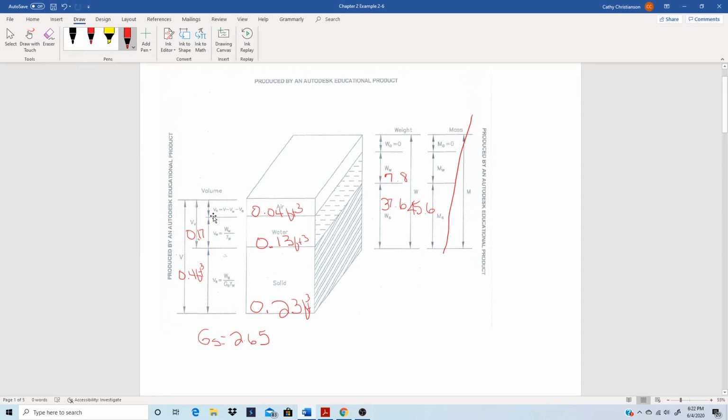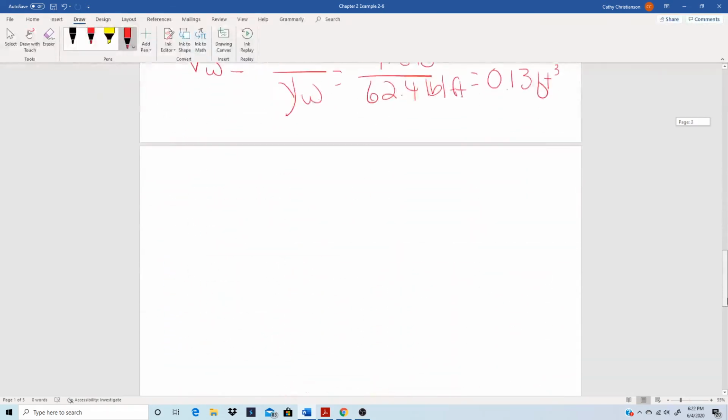So now we have everything solved. We have VA, volume of the air, 0.04. We have the volume of the water, 0.13. We have the volume of voids, which is just these two added together. And then we have the volume of the solid, which we solved by using the weight of the solid times specific gravity. So now I can go ahead and plug in what they're asking for.